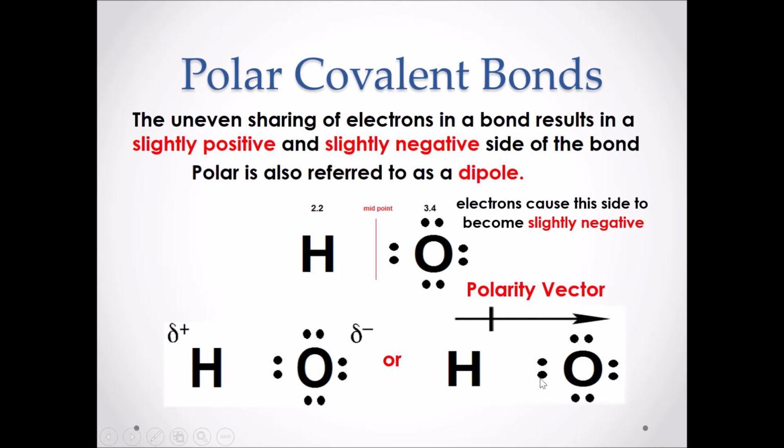Polarity vectors are also used to show the polarity of a bond, where the arrow of the vector points towards the more negative side of the bond and the tail points towards the more positive side. It's also important to note that polar is also referred to as dipole. Dipole means two different poles, a positive and a negative pole.